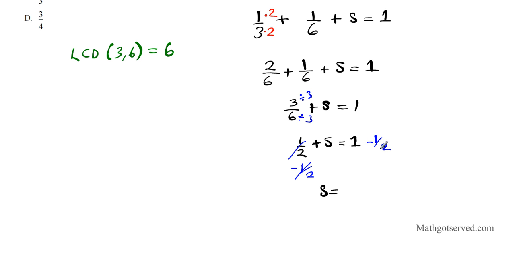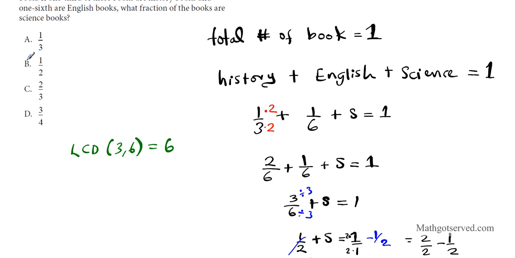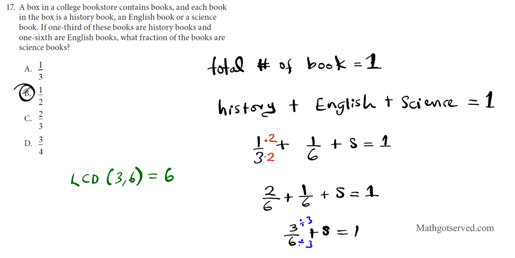equals, what is 1 minus 1/2, or $1 minus 50 cents? It's just simply 1/2, okay? Or you can put this over 1 and multiply by 2 top and bottom, which is extra, but shows you the steps, and you end up with S equals 1/2. So 1/2 of the books is science. So the answer to this one is option letter B. Okay? All right. Now let's move on to question 18.